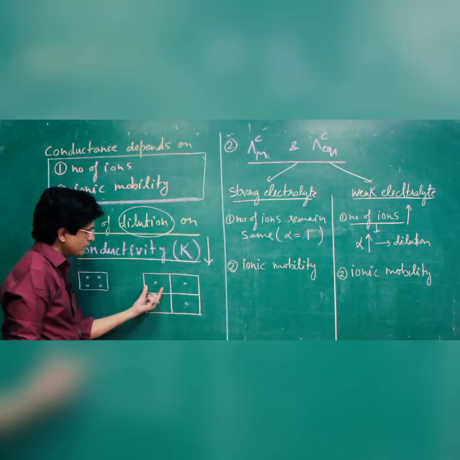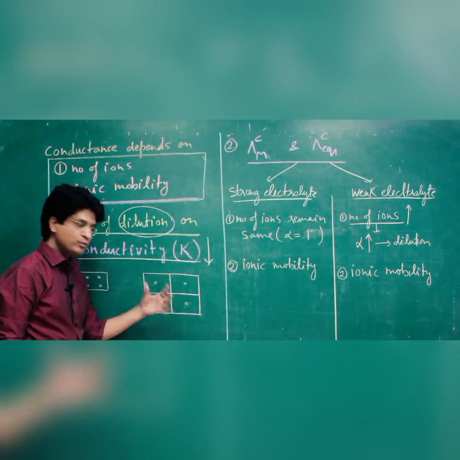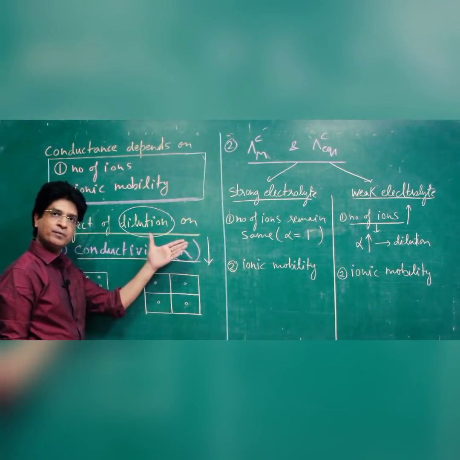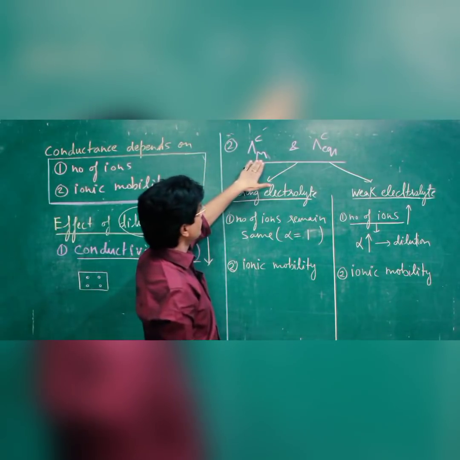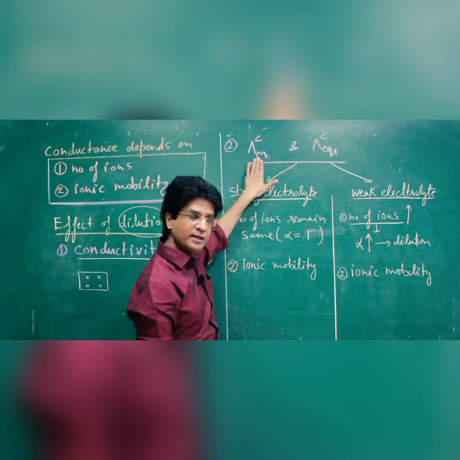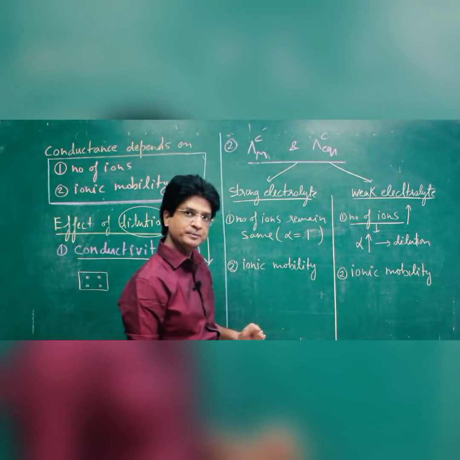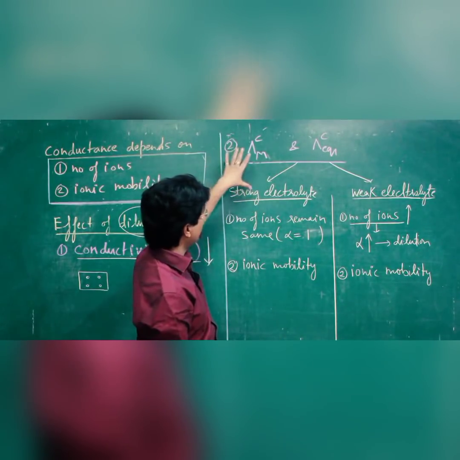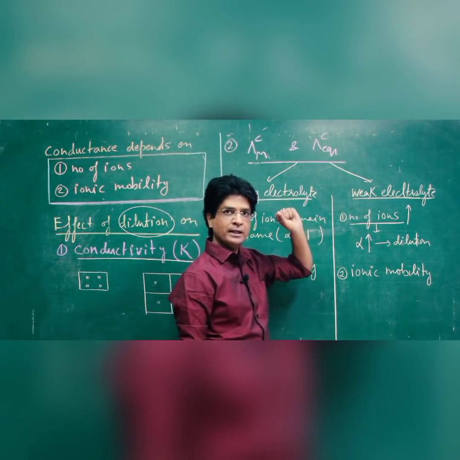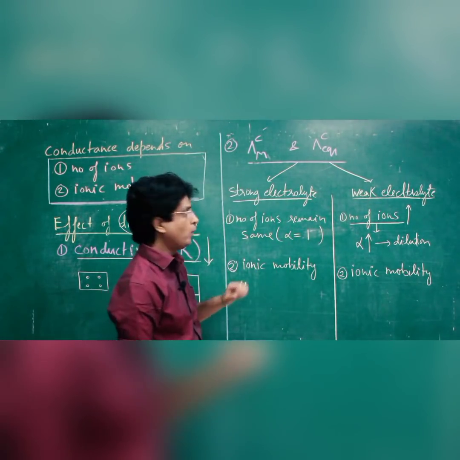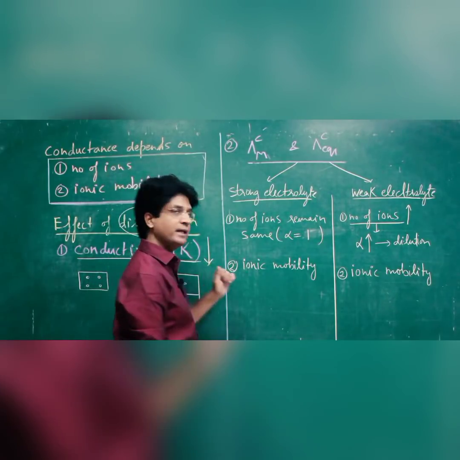Now, on dilution, the number of ions in the unit volume of solution has decreased, and because of that the conductance will be less. Now let's see the effect of dilution on molar conductance and equivalent conductance. For that, we should divide our electrolytes into two parts, strong electrolyte and weak electrolyte, and then see what will be the effect on these two factors, number of ions and ionic mobility.